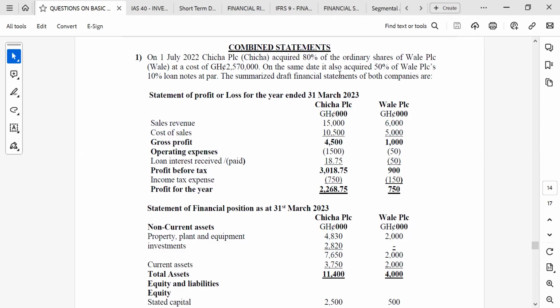At the time that the parent acquired 80%, at the time that Shisha acquired 80% of Wale, Shisha on that date is now the ultimate owner of Wale PLC. Is that true? Yes. If you are the owner, it means that the liability, the asset, and everything for that company is yours, isn't it? Yes, sir. Okay. So you will now be the one to assume the 10% loan note. If you are buying back the 10% loan note, what are you doing? Are you going to be having an asset or are you paying back part of your liability?